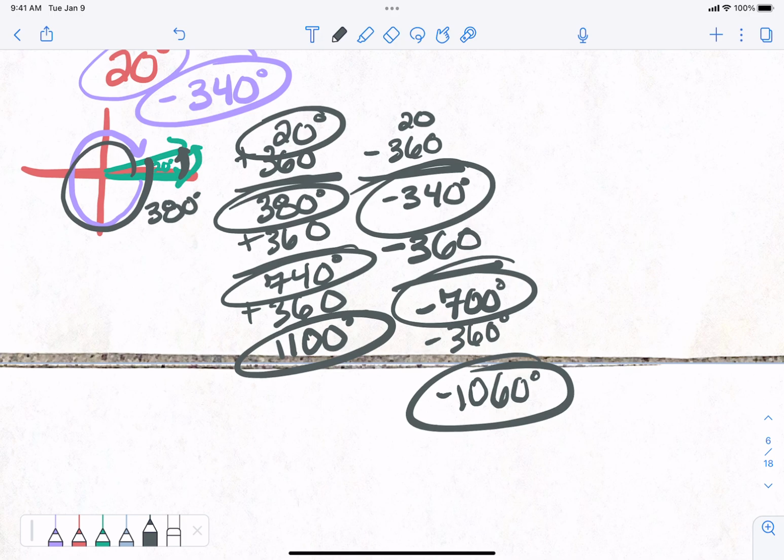But the more flips you do, you're just adding another 360 or subtracting 360, and that's another coterminal angle. It's going to land you, or terminate, in the same spot. Does that make sense? Coterminal: same terminating spot, same stopping place, right? So adding 360, subtracting 360.